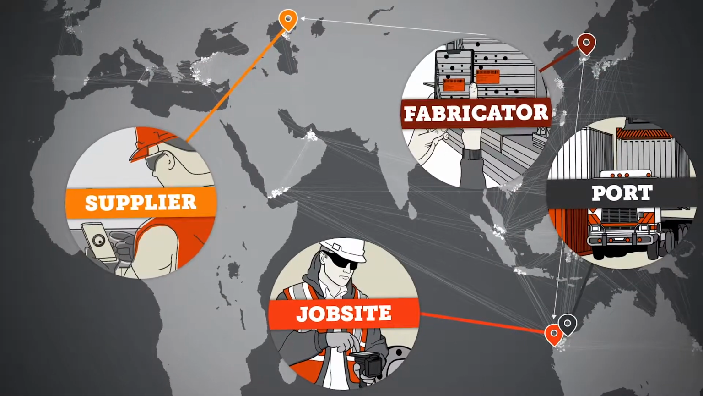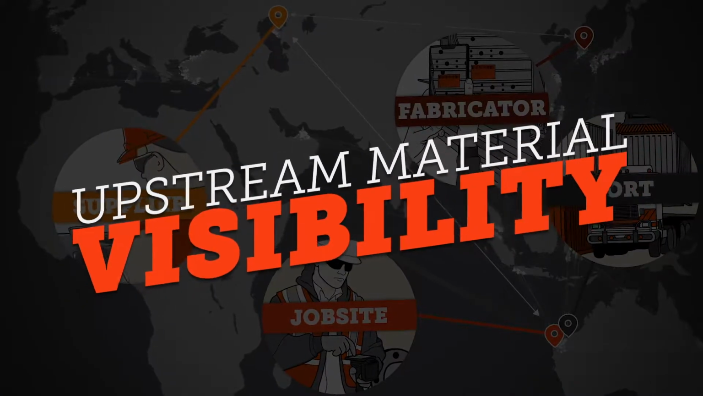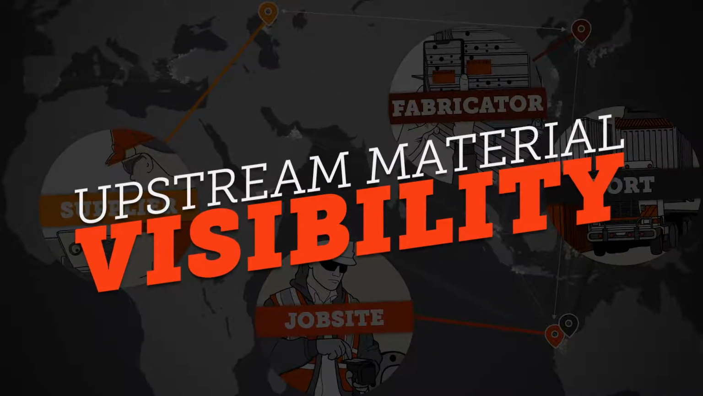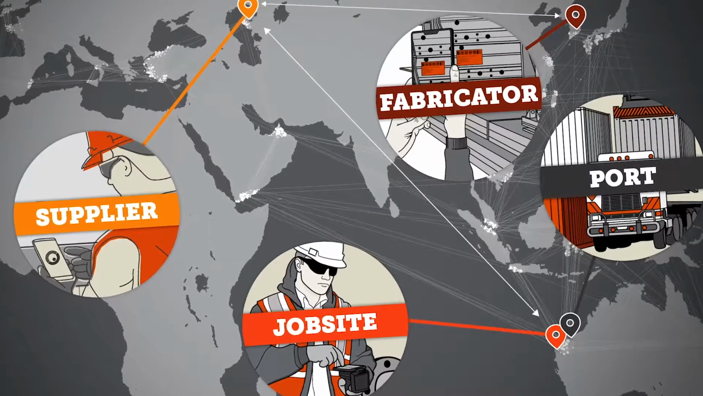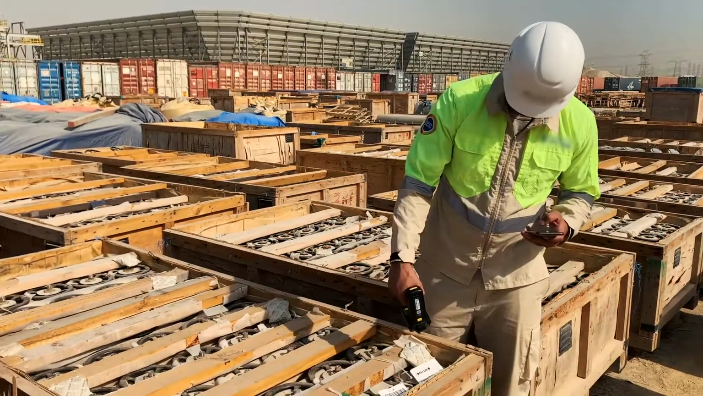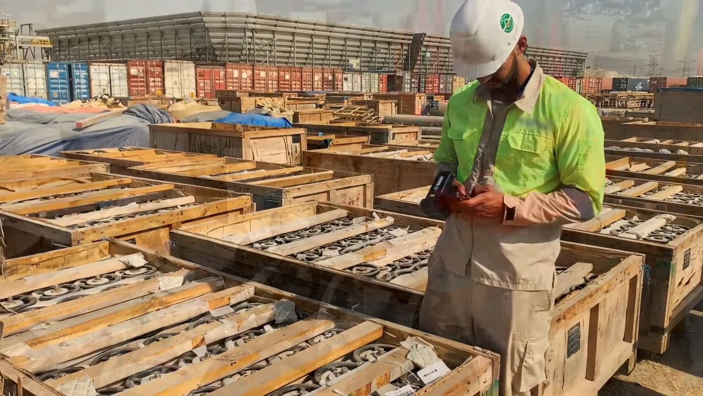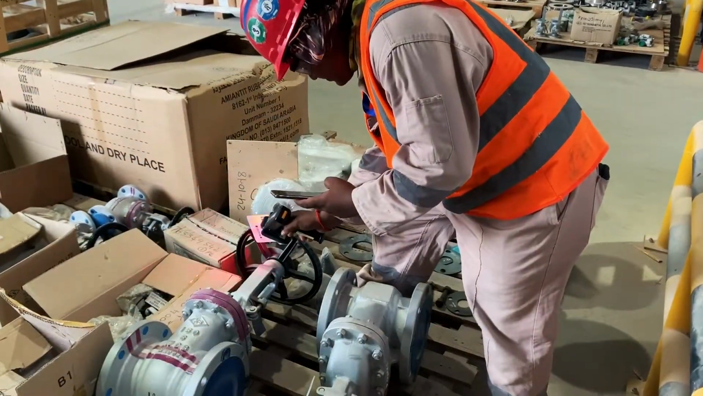A digital supply chain program with upstream material visibility provides proper asset identification in a data-centric format that allows for the information to flow easily through all project tools. With Jovix, suppliers easily catalog and tag materials before they leave the shop, so your crews know exactly what's coming before it arrives.